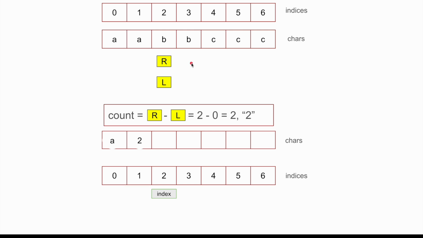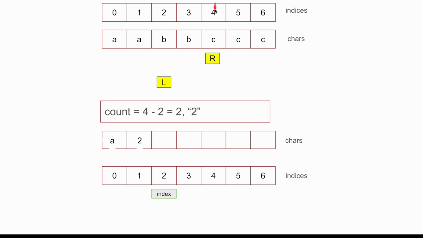So we'll increase the right pointer, and these characters are same, so we increase the right pointer again, but these characters are different, so we need to build the count again. The count is 4 minus 2, which is 2, and that is represented as string 2. Now we add the character at left position to the character array where this index is pointing.